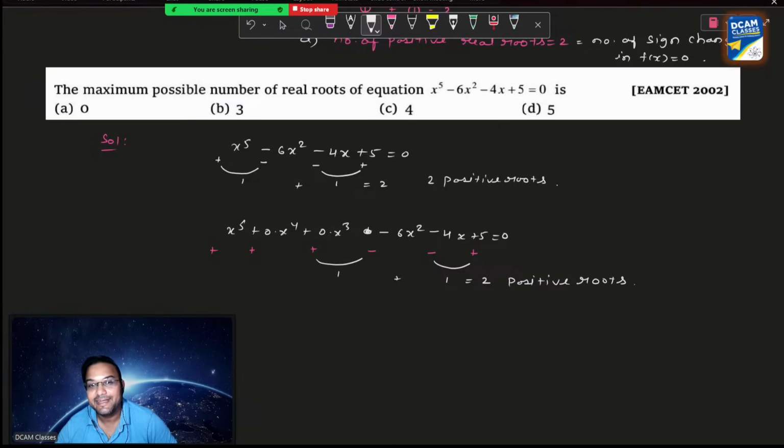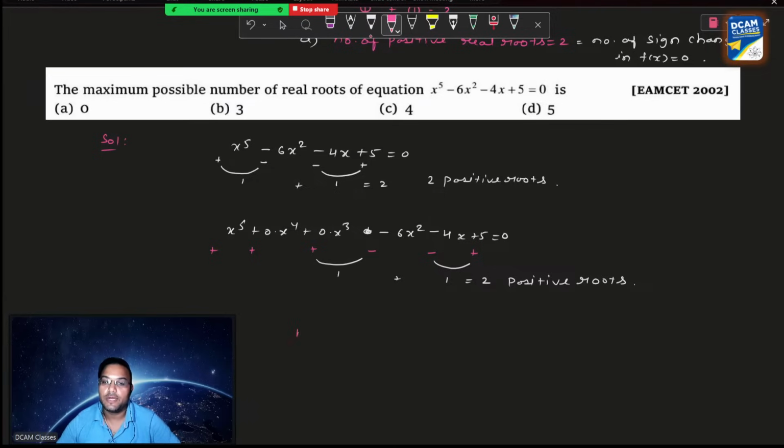But the option is not there. Since you have given maximum possible number of real roots, here is the catch. He has given real roots, so he does not want only positive roots. He wants positive real roots also, he wants negative real roots also. So I'll give you one more concept now.